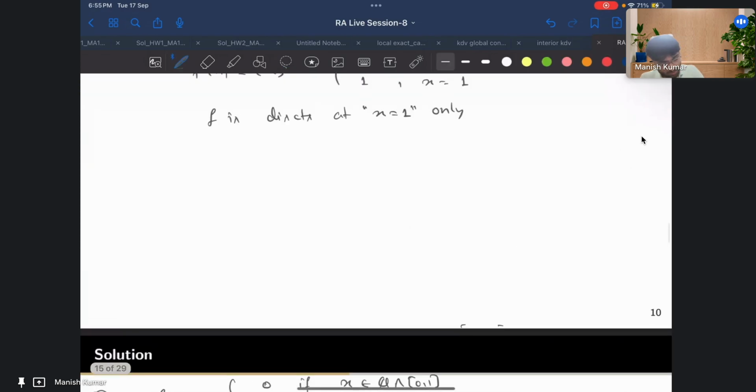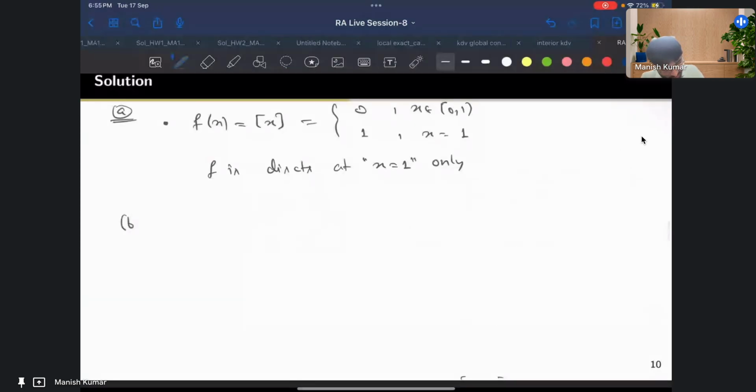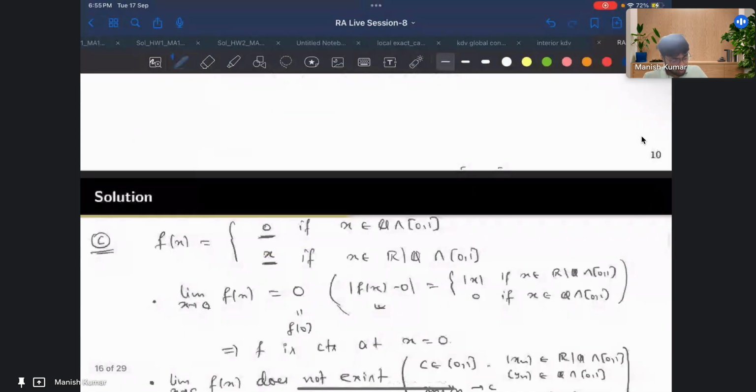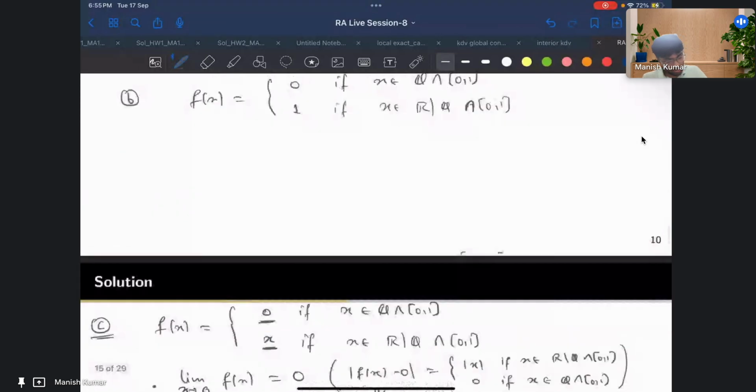Now let's come to B. I think you already mentioned the example. f of x equal to 0 if x belongs to Q intersection (0, 1), and 1 if x belongs to R minus Q intersection (0, 1). So f is discontinuous everywhere, and the reason is again the same.